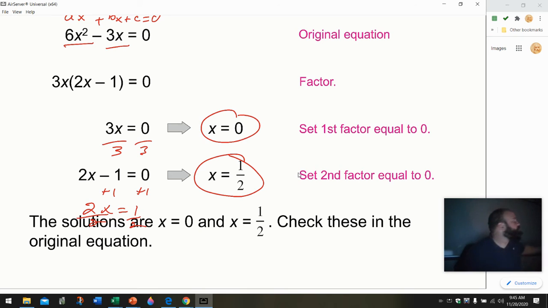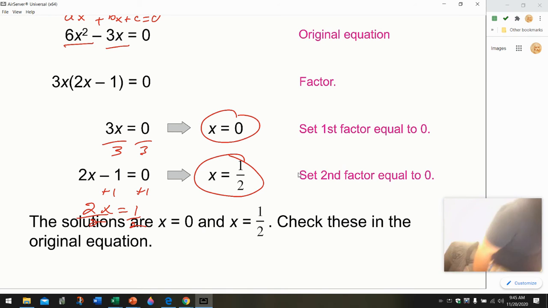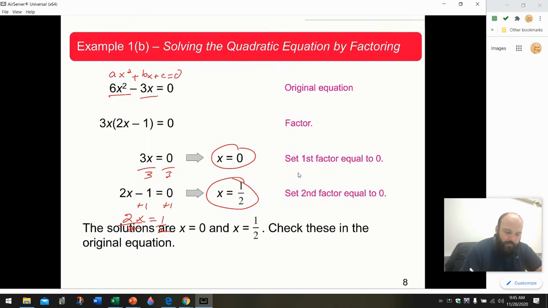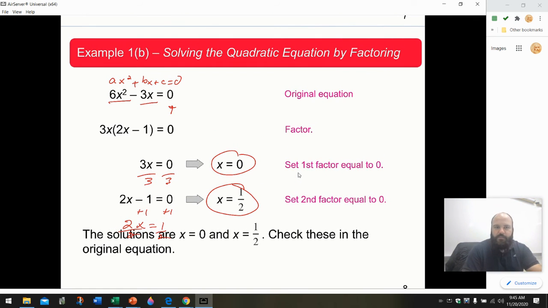Both of those x values, if they were plugged back into the original equation, would give me 0, which is what we were looking for.